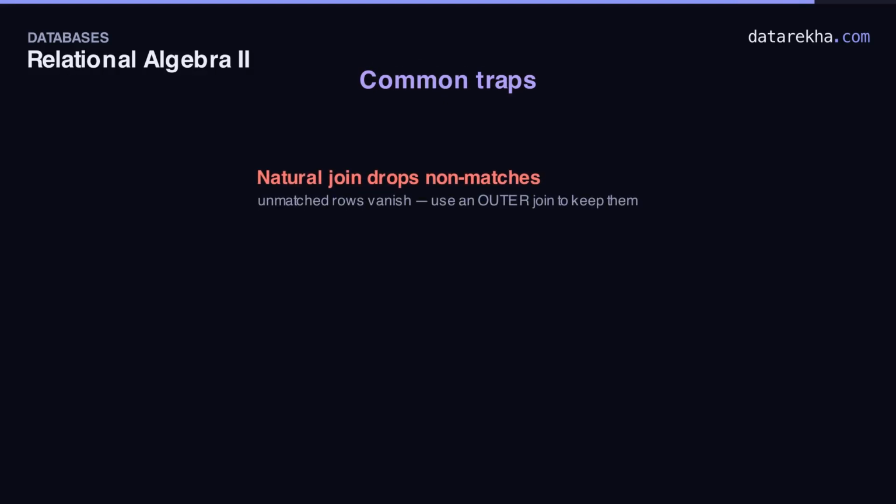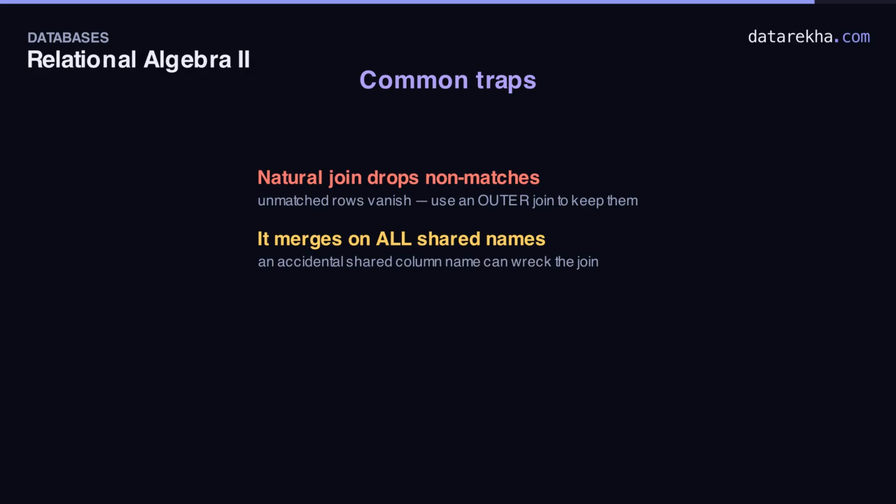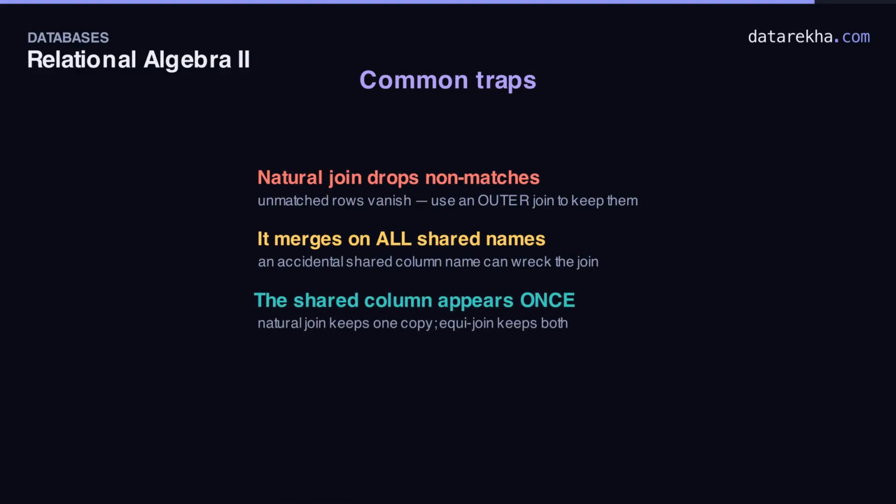Trap 1, the biggest. The natural join silently drops rows with no match. If you needed those rows, you wanted an outer join instead. Trap 2. The natural join matches on every column the two tables share by name. One accidental shared name, say a stray ID, and it joins on that too, quietly ruining the result. Trap 3. The shared column. A natural join keeps a single copy of it. An equi-join keeps both. Get the schema right. Many questions hinge on it.